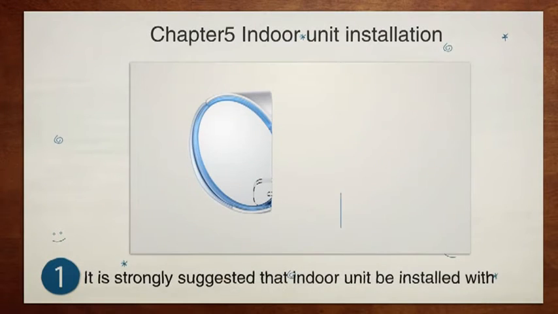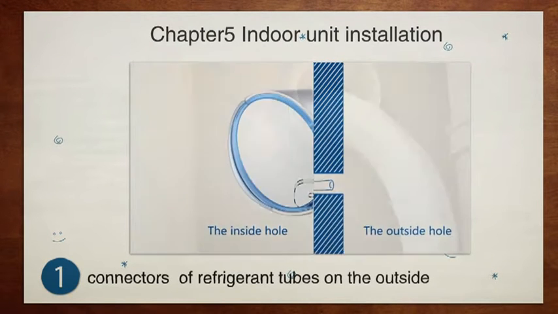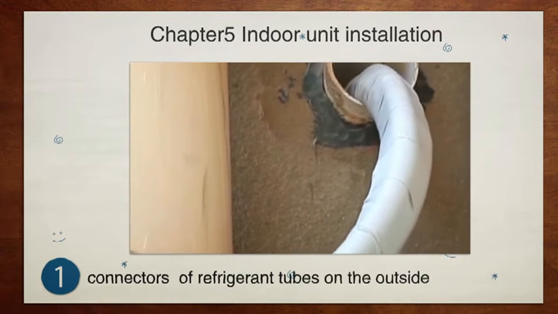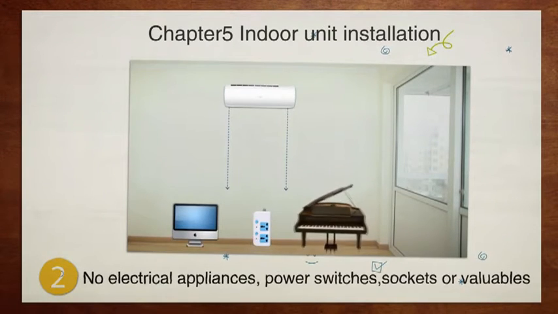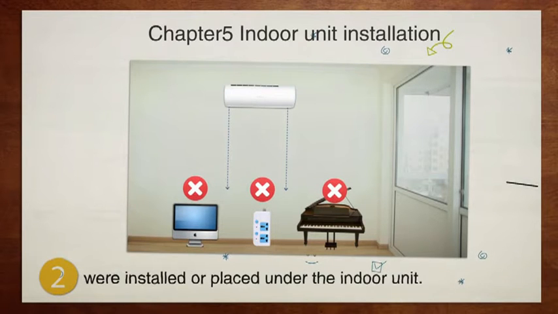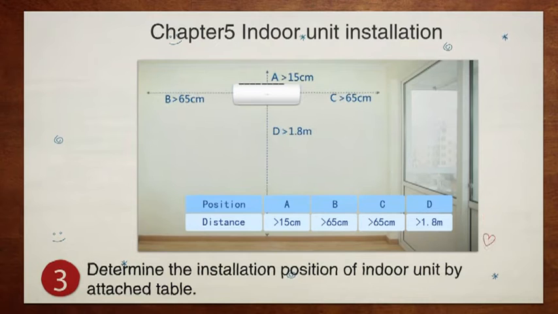Number 1. It is strongly suggested that indoor unit be installed with connectors of refrigerant tubes on the outside. Number 2. No electrical appliances, power switches, sockets, or valuables should be installed or placed under the indoor unit. Number 3. Determine the installation position of indoor unit by attached table.